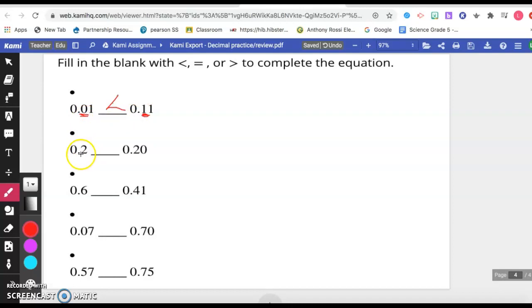I'll do the second one with you. We have a 2 here and a 2 here. They are the same. In this case, we can ignore the 0. The 0 does not have any bearing on our decision. 2 is the same as 2. These numbers are equal. And then you must fill out the other 3.